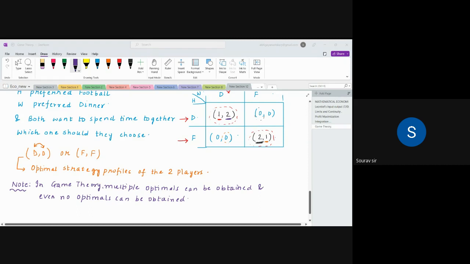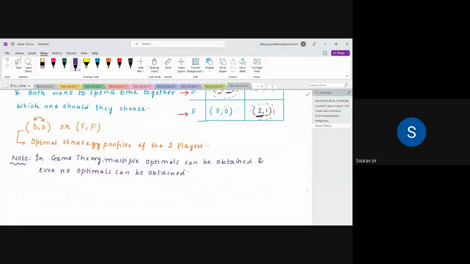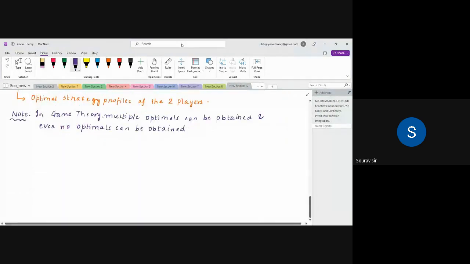Let me just give you an example of a no optimal case. Or rather, I would want all of you to just check whether this game has any optimal or not. Let me just write the game for all of you and maybe we can discuss the answer the next day.